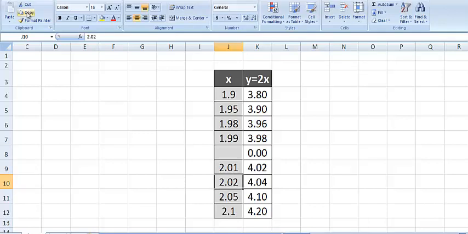Without giving the x value 2 here, we are understanding, and this sentence was important, without giving the x value, we are trying to guess the function value. The function value is getting closer to 4, so the limit of this function is equal to 4.